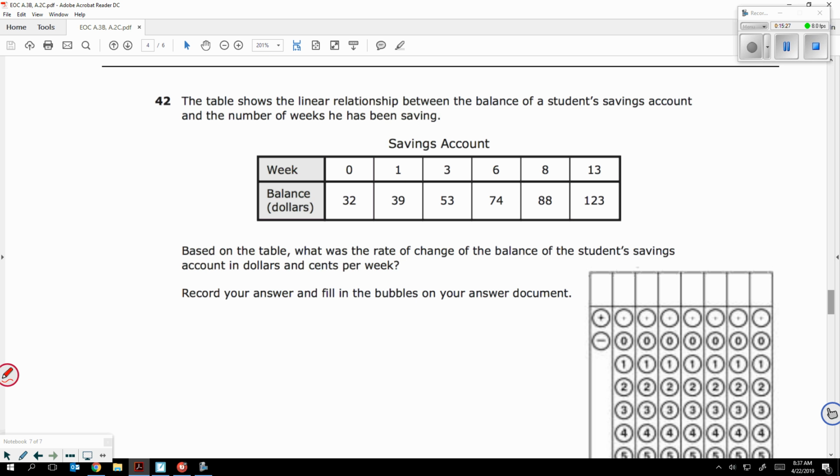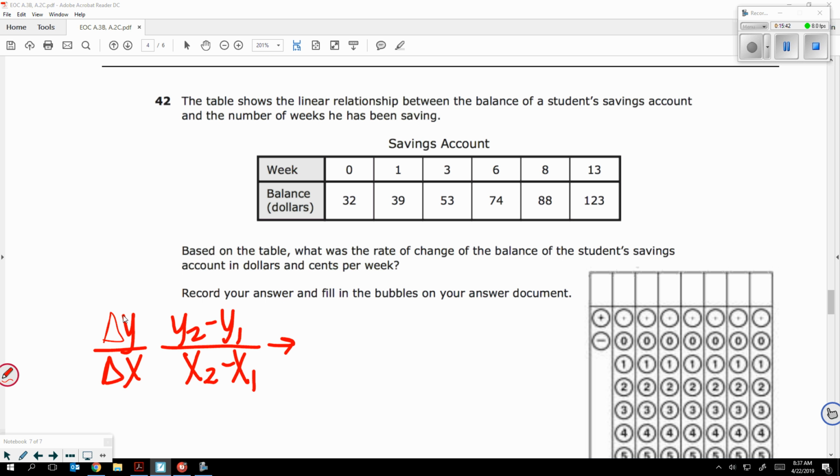Now again, you're looking for your rate of change. So my rate of change is change of y over change of x, which is y2 minus y1 over x2 minus x1. Let's say this is our first point and our second point. What is the y value of your second point? These are our 2 points. X always comes first, y always comes second. So 39 minus the y value of your first point, 32, over the x value of your second point, 1, minus the x value of your first point, 0.